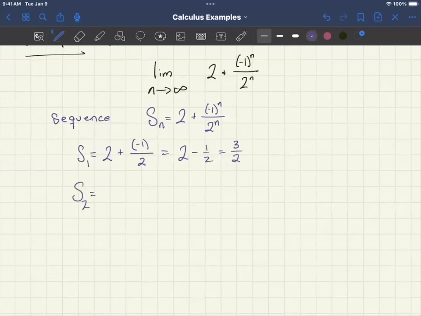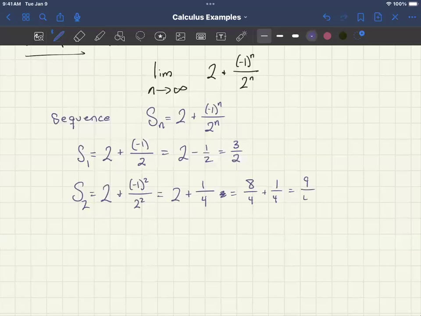As we progress, so now S2 is going to be 2 plus negative 1 squared over 2 squared. So we get 2 plus, now negative 1 squared is a positive 1, so there's no negative this time, over 4. So another way of writing this out would be 8 over 4 plus 1 over 4, or 9/4. So you'll notice that our first number is actually less than 2, right? And our second number is actually bigger than 2. What happens when we get to our third number?